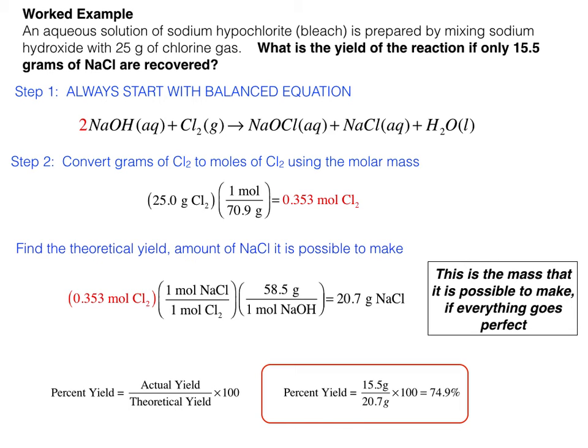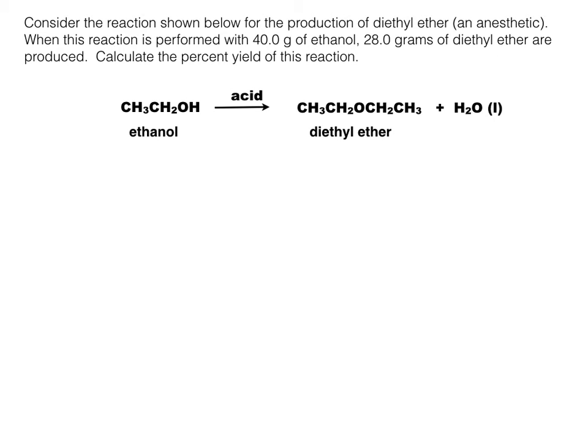Let's look at one more example. Let's consider the reaction shown for the production of diethyl ether. And we're told when this reaction is performed with 40 grams of ethanol, 28 grams of diethyl ether are produced. Calculate the percent yield of this reaction. So I encourage you now to pause the video, complete this calculation, and then see how you did.